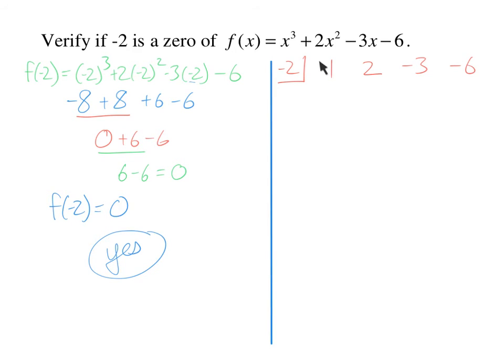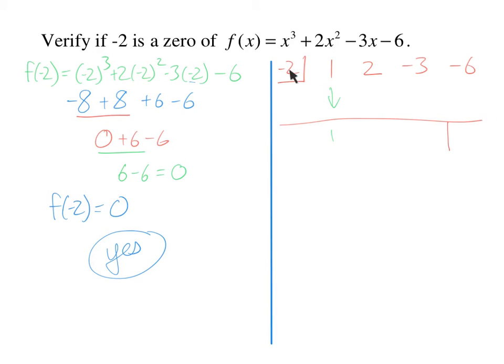So again, the 1 came from here. 2, negative 3, negative 6. And this negative 2 came from what we're verifying. I'm then going to put a little line here. And over here in the corner will be our answer. So here's how the process works. We simply bring the first one all the way down. So we're just going to bring that down, put a 1 right there.